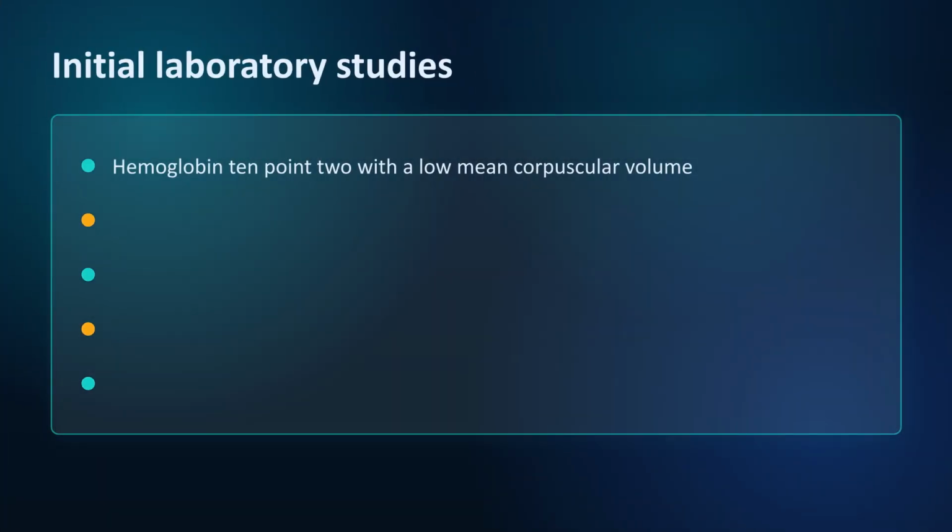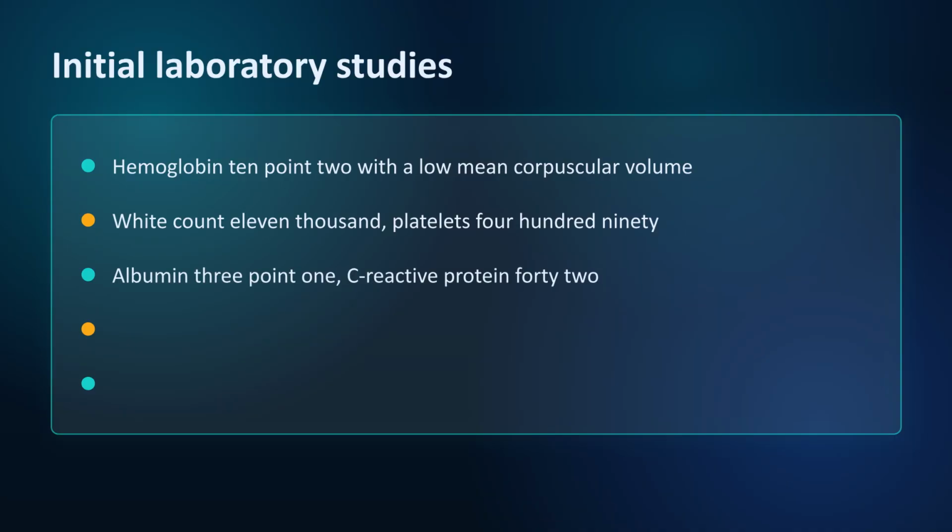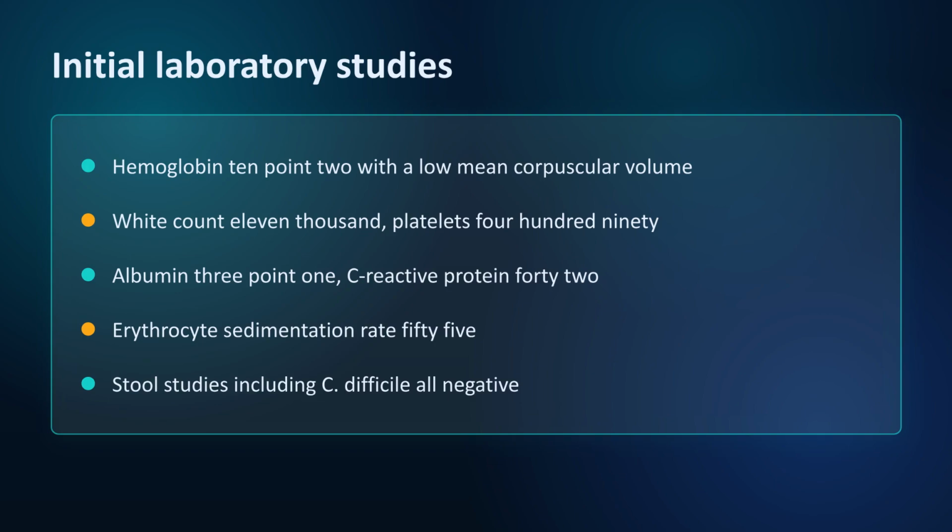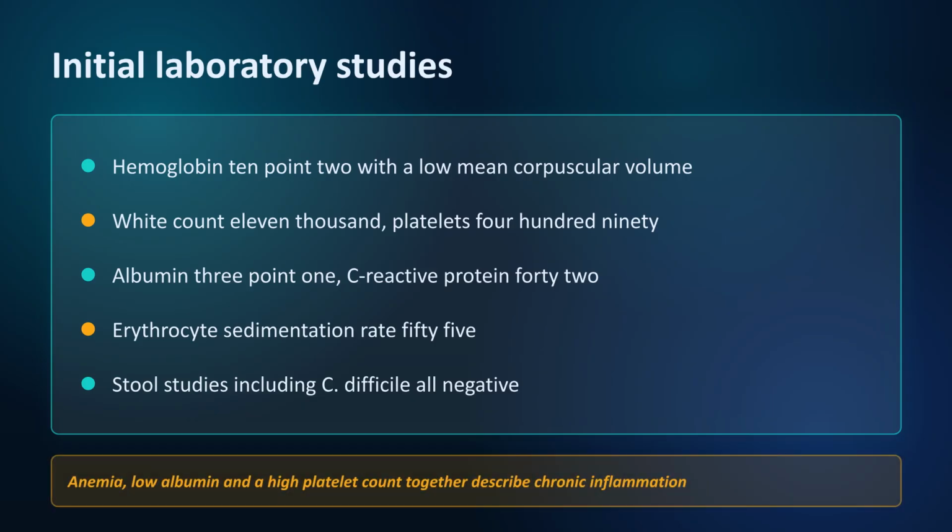Her initial laboratory studies. Hemoglobin is 10.2 grams per deciliter with a low mean corpuscular volume, so she has a microcytic anemia consistent with iron loss. Her white count is 11,000 and her platelet count is 490,000. Her albumin is 3.1. Her C-reactive protein is 42 and her sedimentation rate is 55. And critically, her stool studies including C. difficile are all negative. Look at that pattern together. Anemia, low albumin, and a high platelet count. That is the signature of chronic inflammation. A reactive thrombocytosis like hers is easy to overlook on a printed panel.